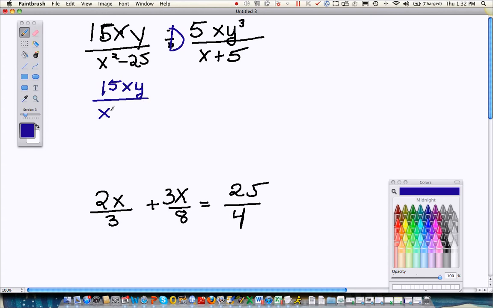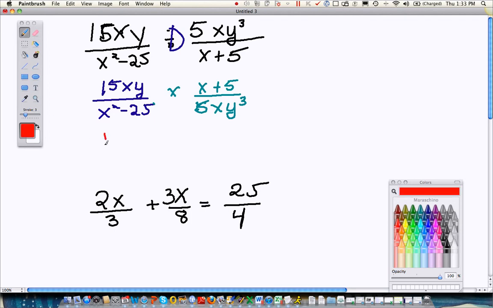And what I learned in school, and there's a couple variations on the theme, is stay, change, flip. Other people learned keep, change, flip. There's a couple variations, but we are going to change the division sign to multiplication. You are allowed to do that as long as you flip the second fraction upside down. Let's write that as a 5 and not a 15. There we go. Now we're going to start to look at what we can factor.